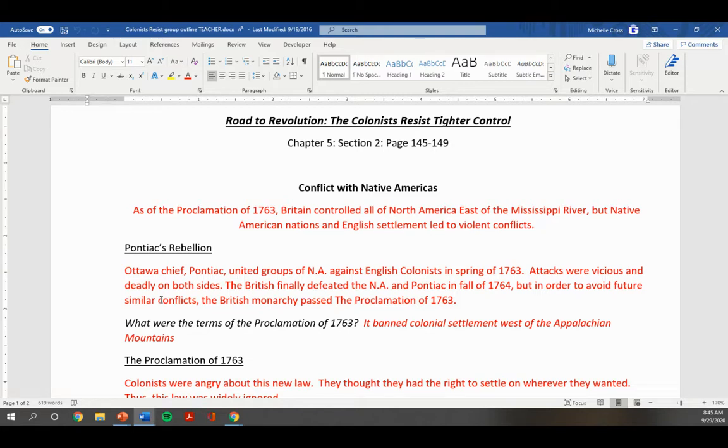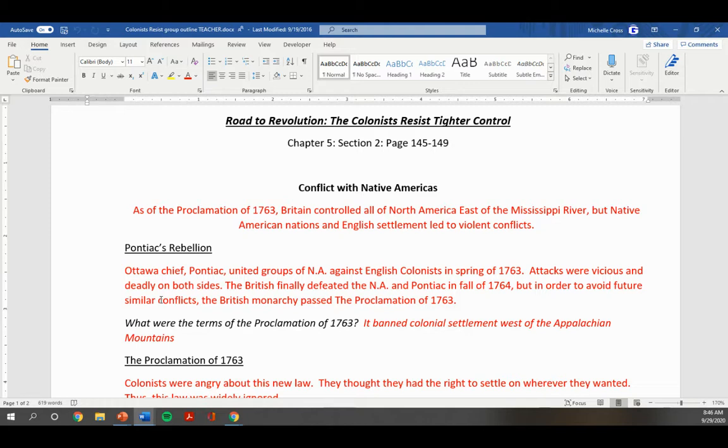As far as conflict with Native Americans goes, the Proclamation of 1763 is a response to Pontiac's rebellion. You see, Britain now recently controls all of North America east of the Mississippi River, thanks to the French and Indian War. But that land is mostly occupied by a variety of Native American nations, and English encroachment into those nations west of the Appalachian Mountains is leading to violent conflict.